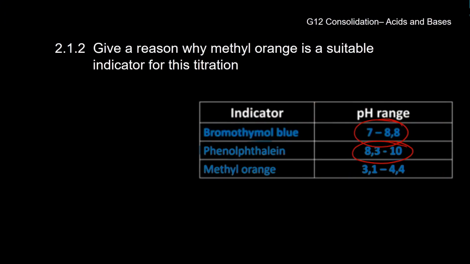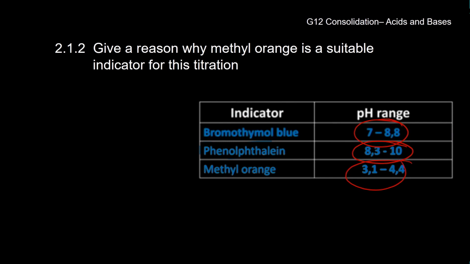But for this particular reaction, we have HCl, which is a strong acid. What does that mean? It means that the salt that results is going to be slightly acidic. So will our endpoint be lower than 7? Let's check it out from the table. Yes, it is. It's going to be lower than 7, and so this is the correct indicator to use.